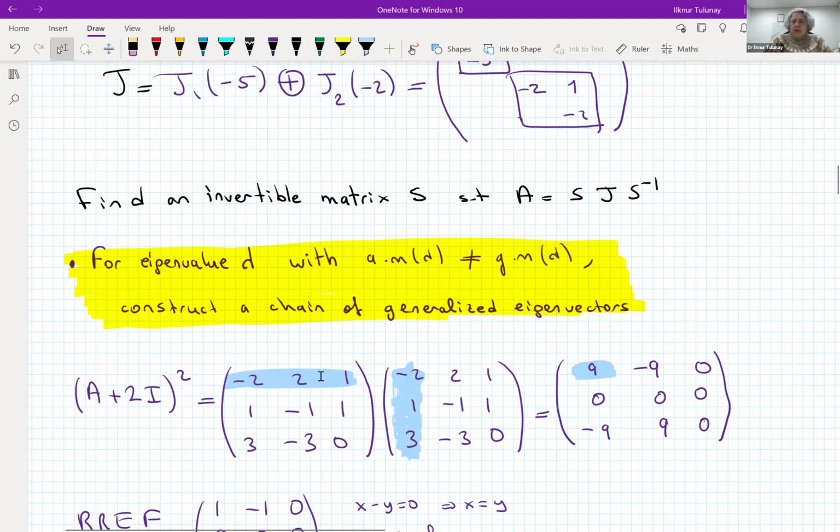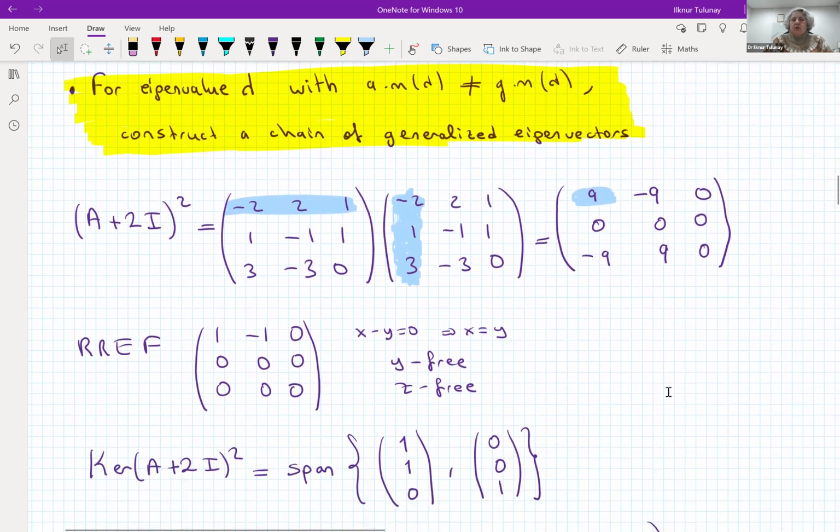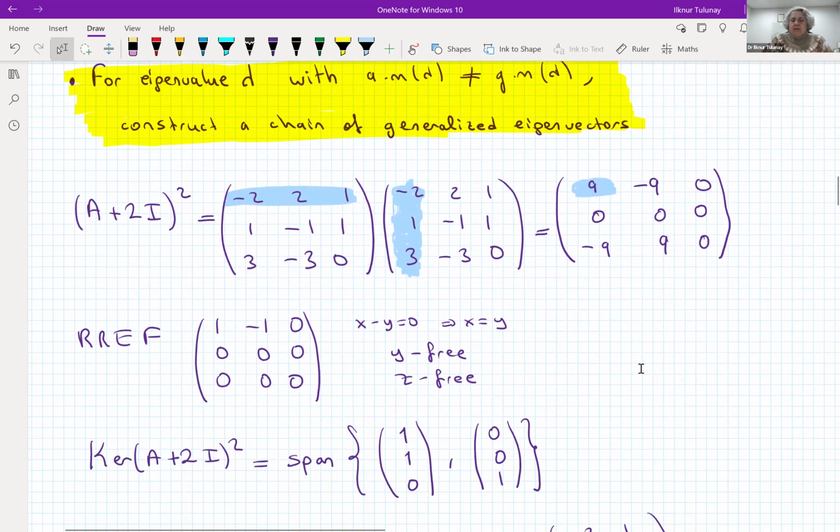So this row with this column: -2 plus 2 is 0, and so on. Please check these multiplications to get used to the mindset of how we multiply matrices. You should be very comfortable with matrix multiplication. Anyway, the idea is to find the basis of the kernel of (A plus 2I) squared. For this, we need to reduce this matrix to its reduced row echelon form.